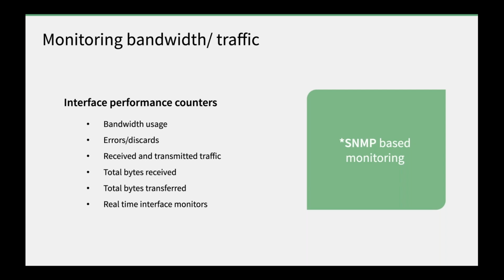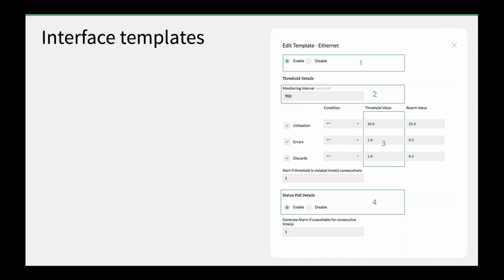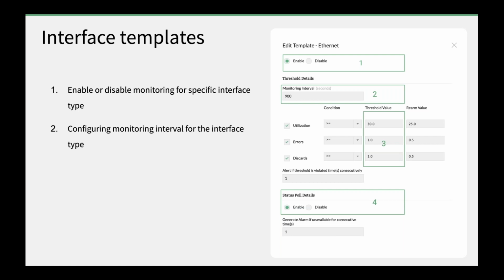All this configuration can also be done globally, so that whatever configuration you make can be applied to an entire type of interface, such as enabling and disabling monitoring for a specific interface type, or configuring the monitoring interval. Basically, it's the global configuration for a specific interface type.